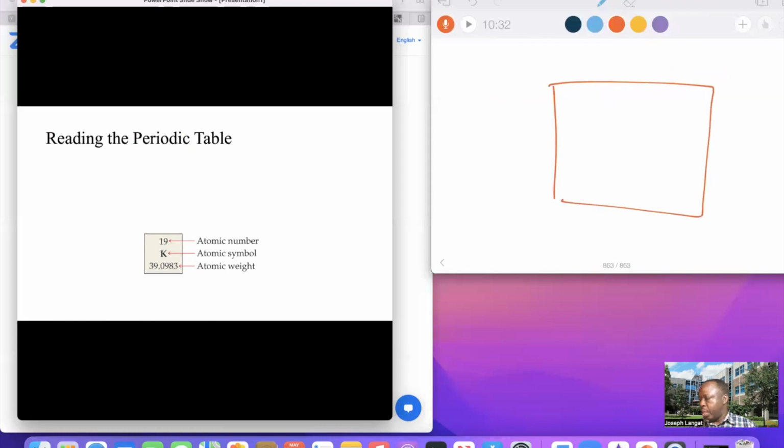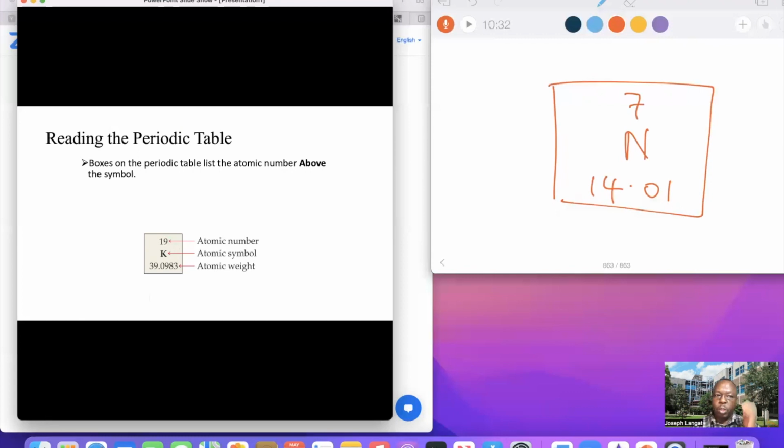Nitrogen, 14.01, this is atomic number 7 and so forth. You should be able to read this. This is different from the mass number. Remember the mass number we talked about? You should be able to interpret and read the periodic table. The number above it is the atomic number. Atomic weight is always listed below.